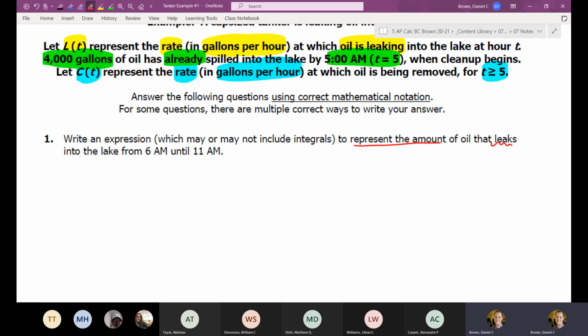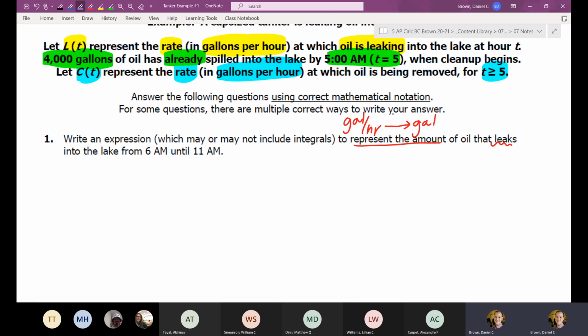If I want something that represents an amount, in the context of this problem, what would be the units of your answer for the amount that's leaked into the lake? Gallons. So we know that the amount would just be gallons. The problem gave me a function in terms of gallons per hour. So if you have something that is gallons per hour and you want gallons, are you going to take the derivative or are you going to integrate? We're going to integrate. We know that the integral of a rate is going to give us an amount.